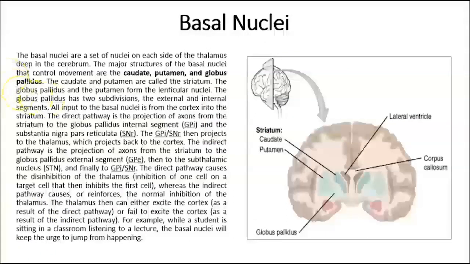Basal nuclei are a set of neurons that are located on each side of the thalamus. You see these ones right here. Those are considered basal nuclei. These basal nuclei are involved in motor control.